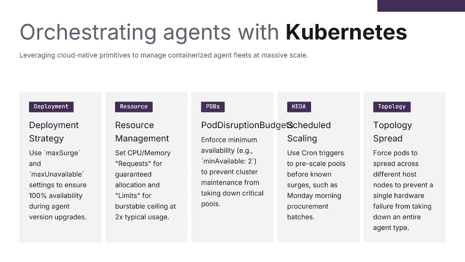And then we have the pod disruption budget. It enforces minimum availability. That is, use the setting minAvailable equals 2, etc., to prevent cluster maintenance from taking down critical pods. That is for pods.